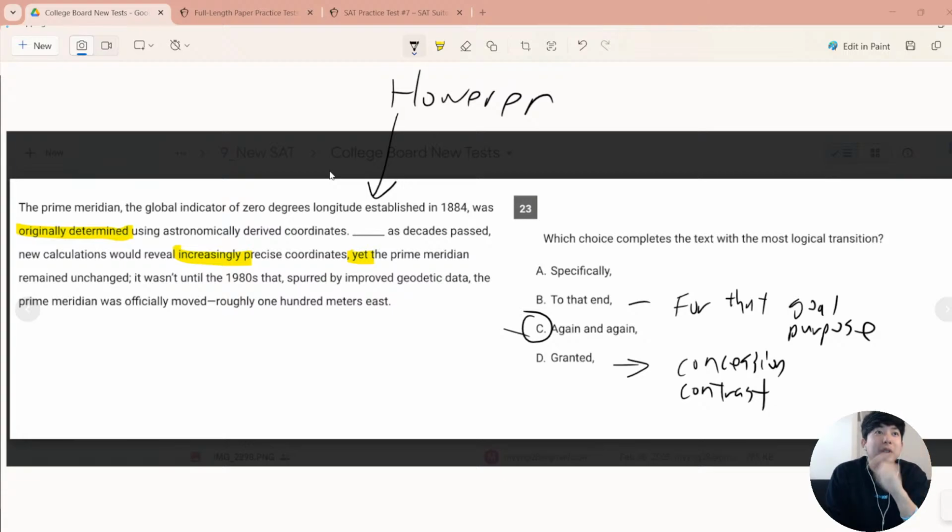It was increasingly precise, so that means it happened multiple times, right? Because I made it more precise, and then I made it even more precise. That's what "increasingly" is. Now, D, "granted," is a contrast, but it's like I am giving you a point. That's a very specific type of contrast. So "granted" would be like, granted, this has all of these benefits, but we should still be careful about the negatives. So "granted" doesn't fit because it is a more specific type of contrast.